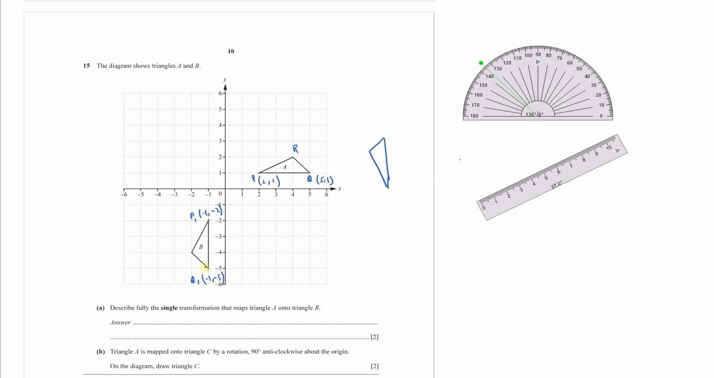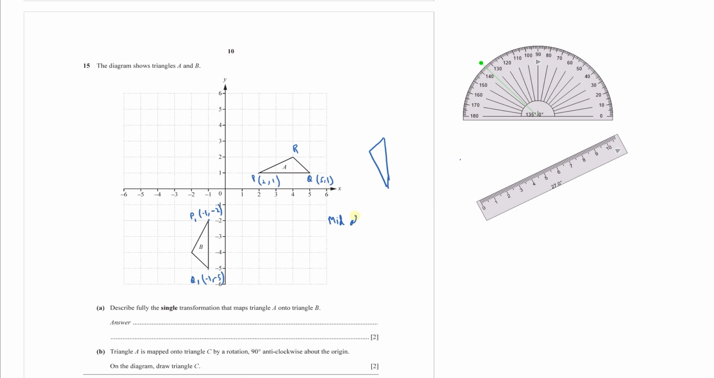Now to find the line around which it is reflected, if I find the midpoint of P and P1, and the midpoint of Q and Q1, both will lie on the line around which this triangle is reflected. Let's call that the line of reflection.